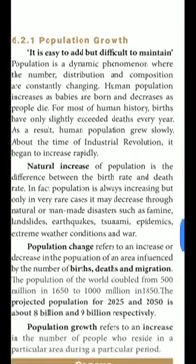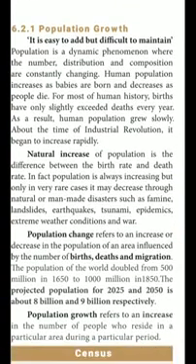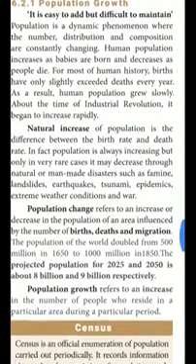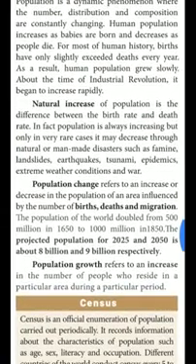Human populations increase as babies are born and decrease as people die. How can we calculate this human population? When many babies are born, it will increase. At the same time, when many people die, it will decrease. For most of the human history, births have only slightly exceeded deaths every year. As a result, human population grew slowly, but by the time of the Industrial Revolution, it began to increase rapidly.